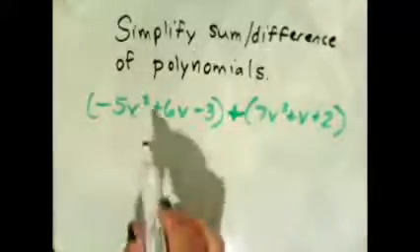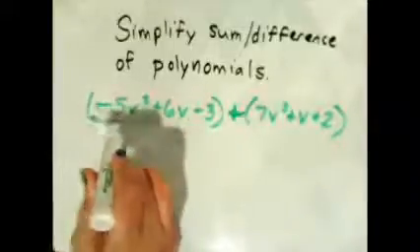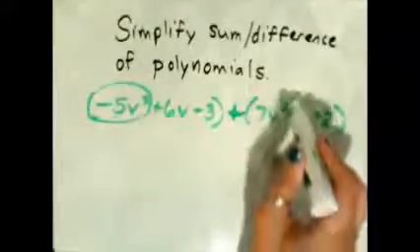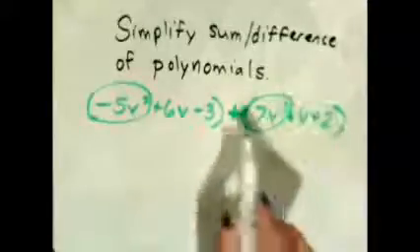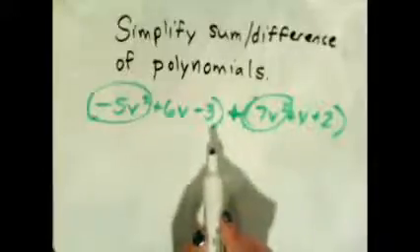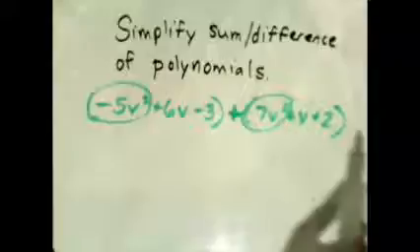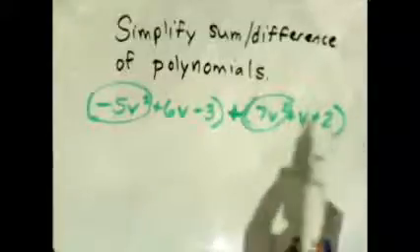And I like to do something to identify like terms to myself. So if I see, hey, this is negative 5v squared, a like term for that is over here, 7v squared. And just mark them off, we can underline, we'll do something to point them out to ourselves. Not a huge deal here, but when you get longer ones, it's really easy to accidentally forget about one term. So if you get in the habit of doing this, it'll help.